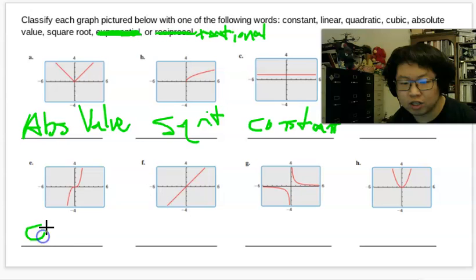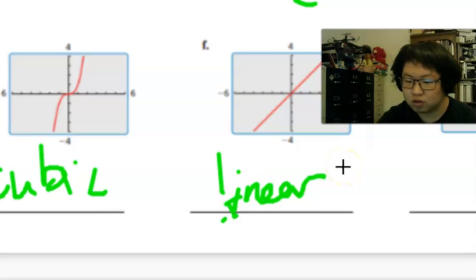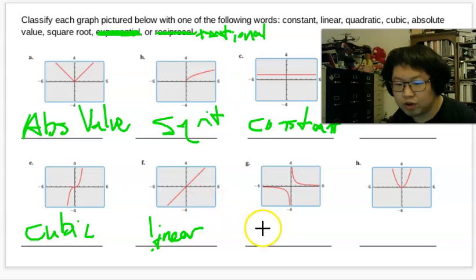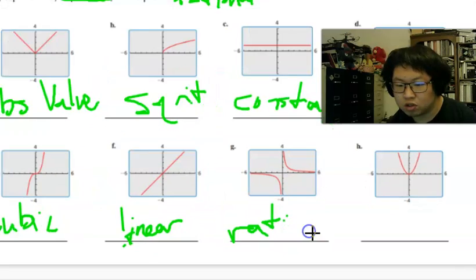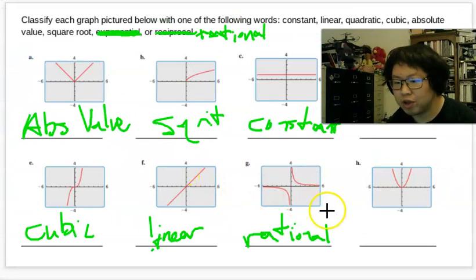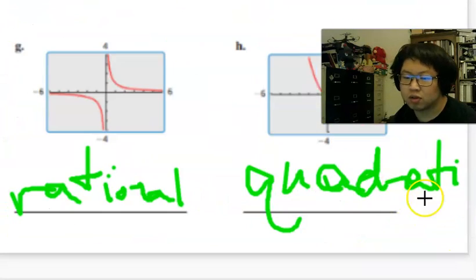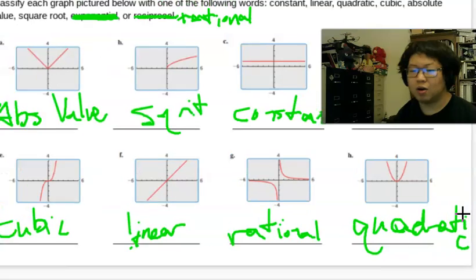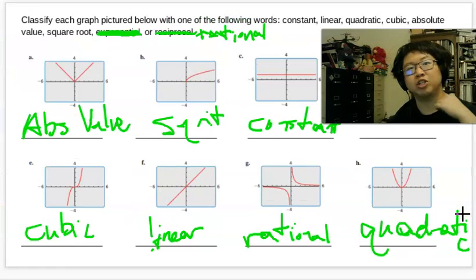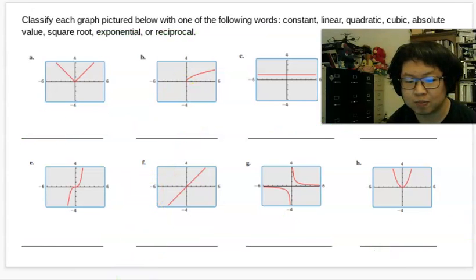This one is the cubic. We've got linear. We've got rational. And then we have our favorite here, quadratic. Kind of ran out of space there, but hopefully you were able to give that a shot and test your parent function knowledge. Let's move on to our next little set of exercises.